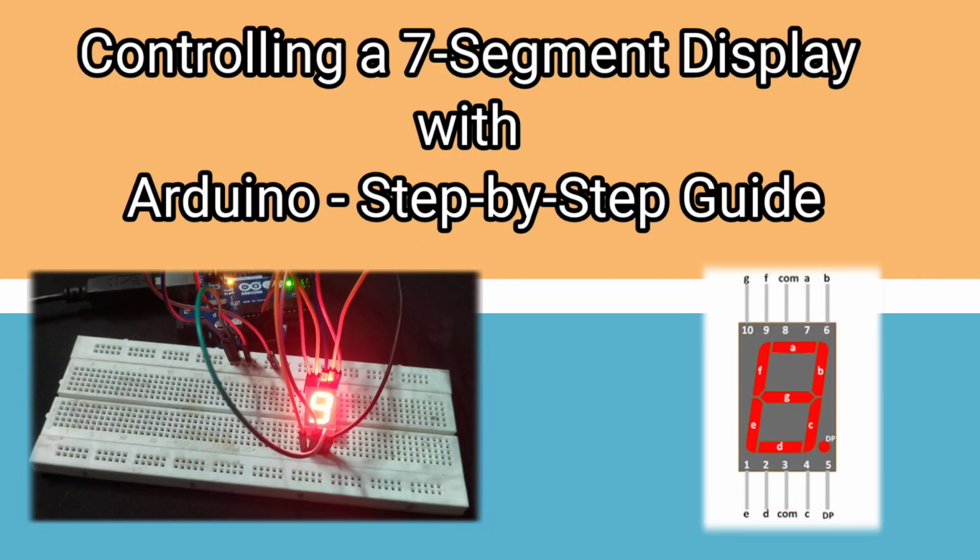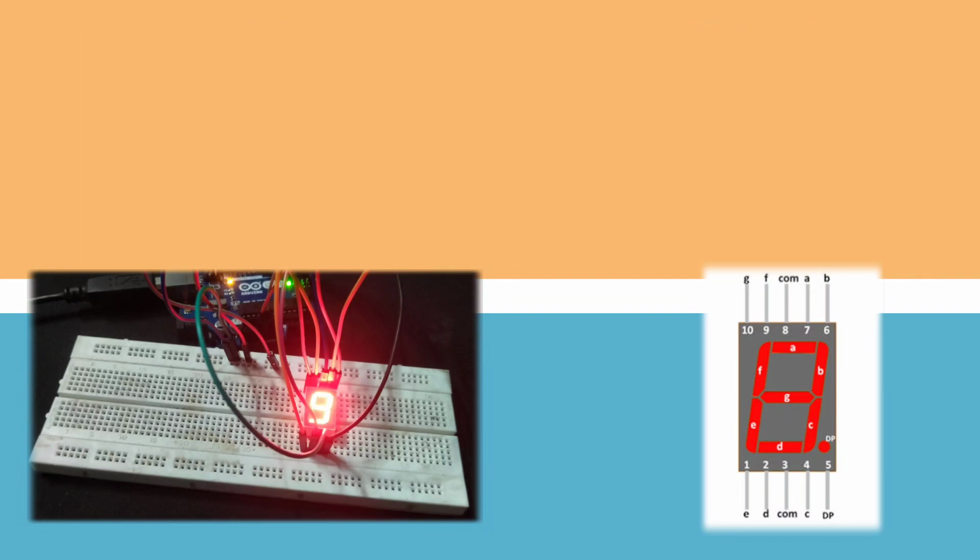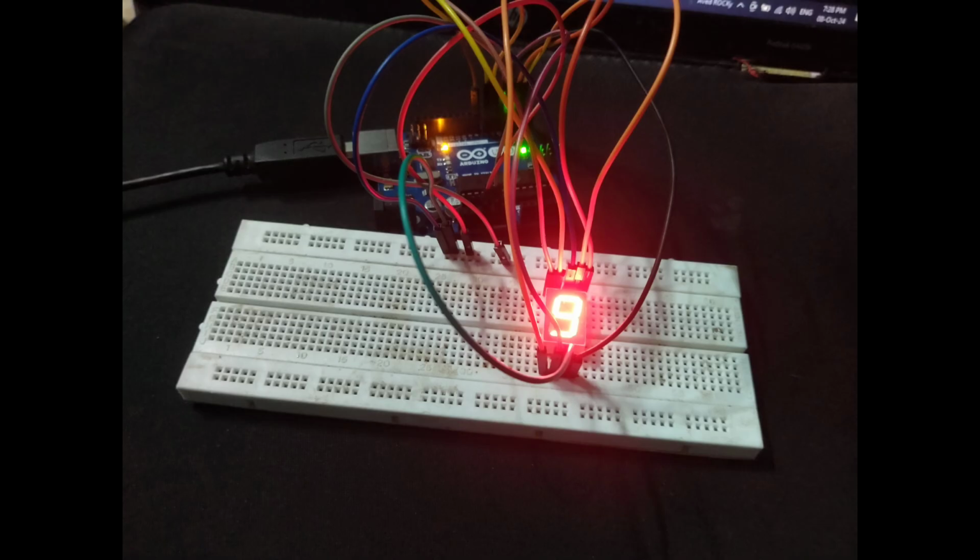In this video, we're going to learn how to control a 7-segment display with an Arduino. We'll walk through everything from wiring the segments to programming the Arduino to display numbers from 0 to 9. By the end, you'll have a solid understanding of how 7-segment displays work and how you can use them in your own projects.